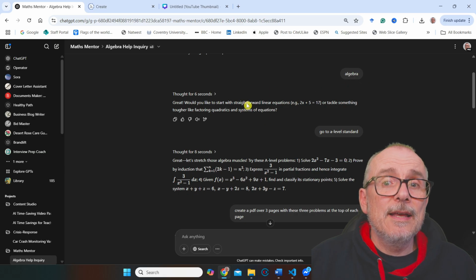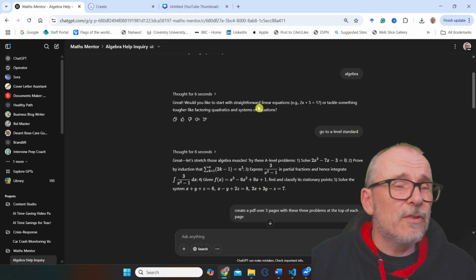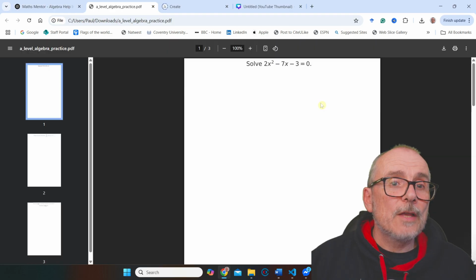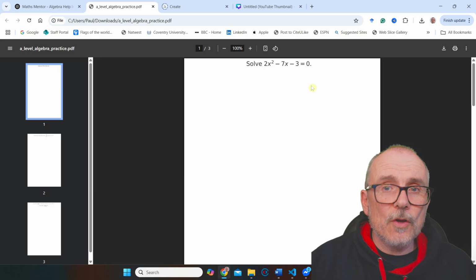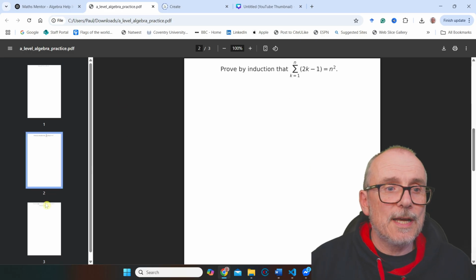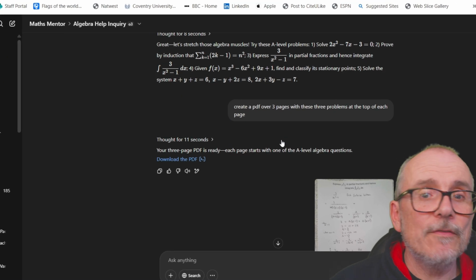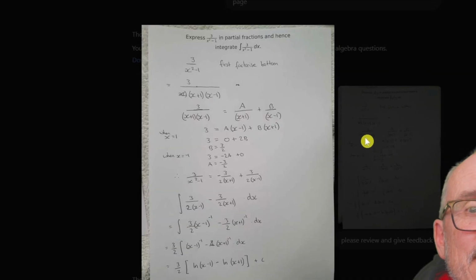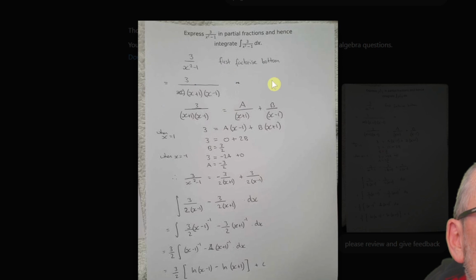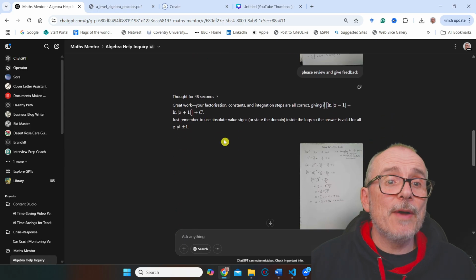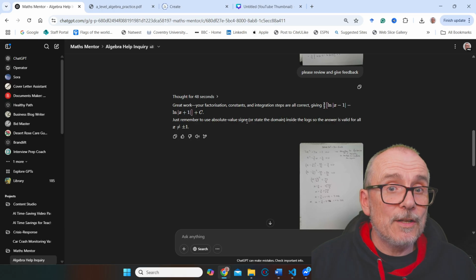It then said go to sort of A-level standard, and it gave me a whole series of questions. So I then asked it to put it into a PDF and put the question at the top of each page. So he had some space to put his answers in. And then he went off and did his answers, and he produced them in written form. So this is the answer to the question. I took a photograph of it and uploaded it, and it gave him feedback. Great work, all correct. Just remember to use absolute value signs.